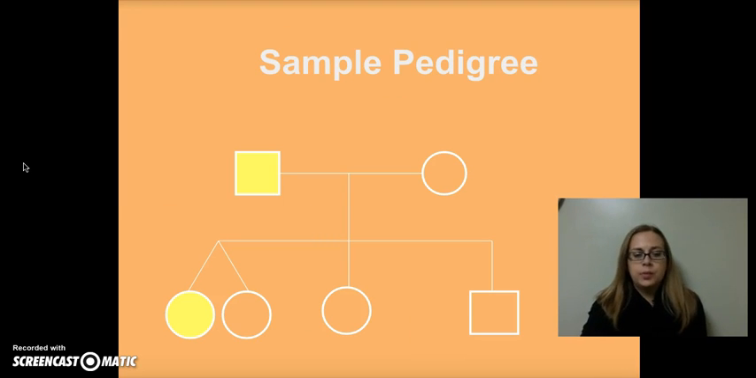So here we have a sample pedigree chart. So we have one male who is the father here that has the trait. He and the mother have 4 children, 3 girls and 1 boy. The fact that these 2 girls are coming from the same spot on the pedigree chart means that they are twins.